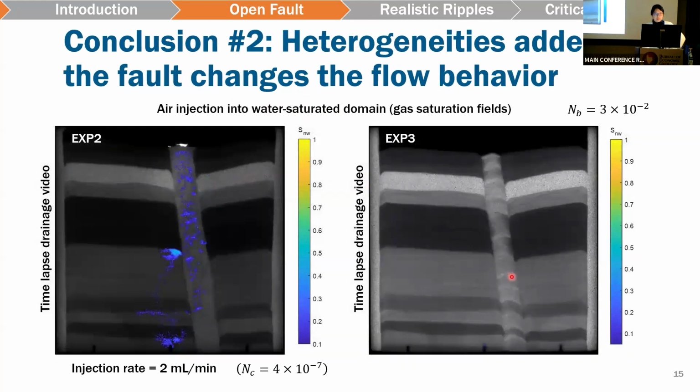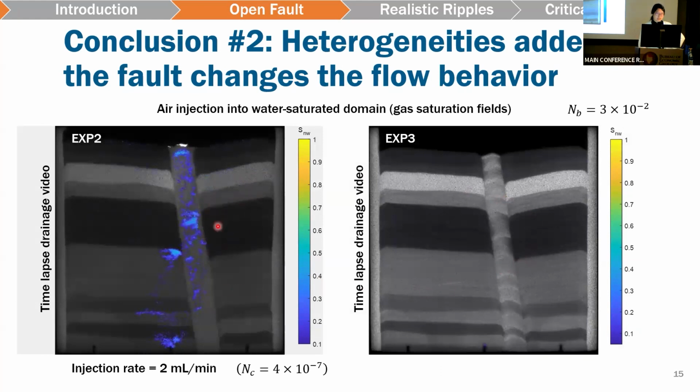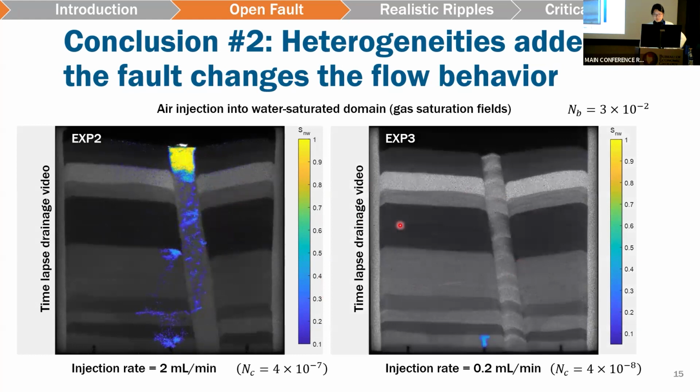And for our second set of experimental results, here we're comparing an experiment with the homogeneous fault versus a heterogeneous fault. And we've already seen this result, the homogeneous one from the previous slide. So now let's focus on the heterogeneous one.